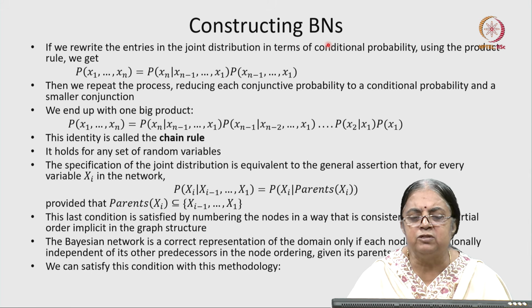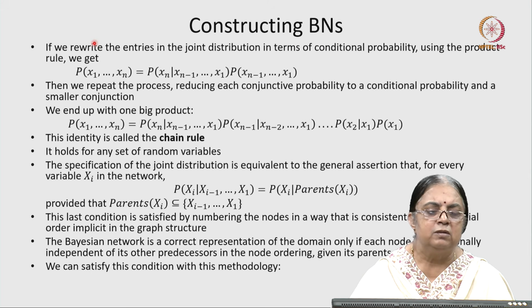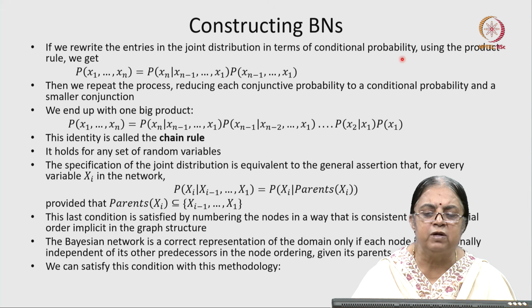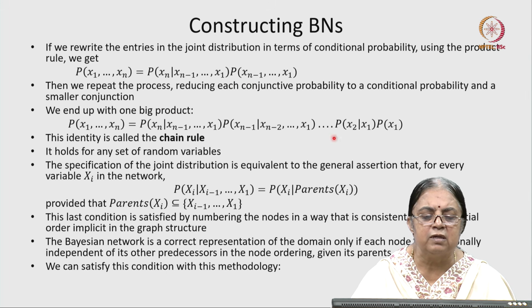Okay, now how do we construct this Bayesian network? If we rewrite the entries in the joint distribution in terms of conditional probabilities, we can write it this way: probability of x1 to xn, that is the variables, to be xn given xn minus 1 up to x1. And then we can reduce it further and you will get this as the chain rule.